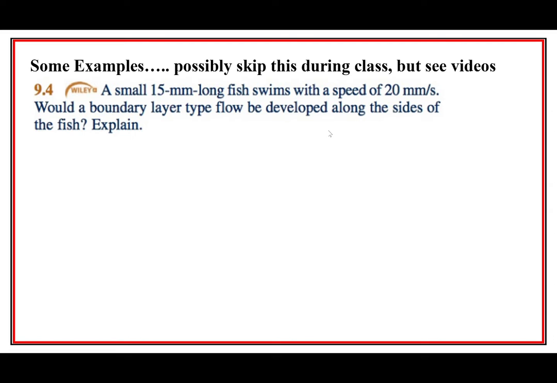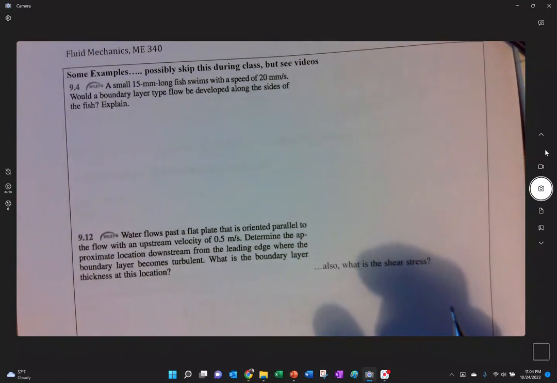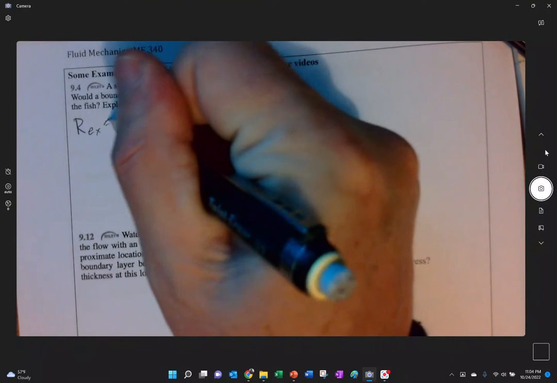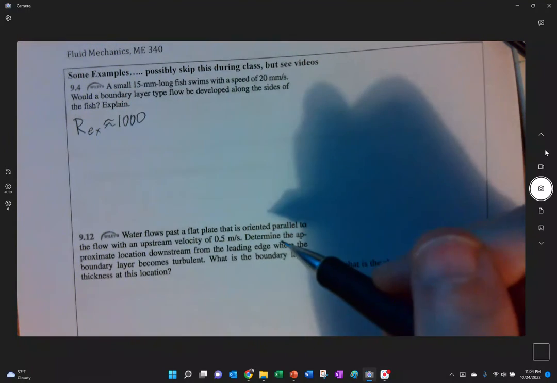So we have an example with a small 15 millimeter fish, pretty small, like a minnow. He swims at 20 millimeters per second, which I guess is pretty good for a 15 millimeter fish. We want to find out if the boundary layer type of flow will be developed along the sides of the fish. Recall that boundary layer type flow occurs at a Reynolds number of approximately 1,000. So we want to find the Reynolds number here.